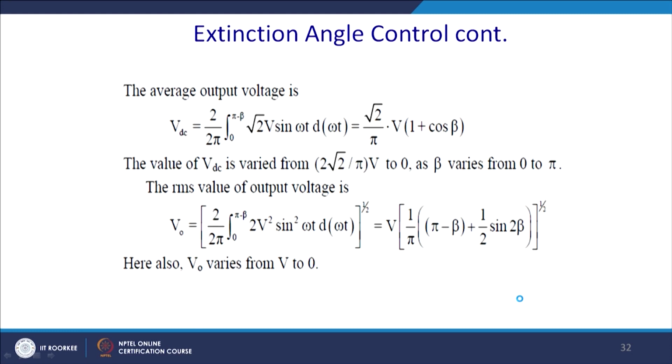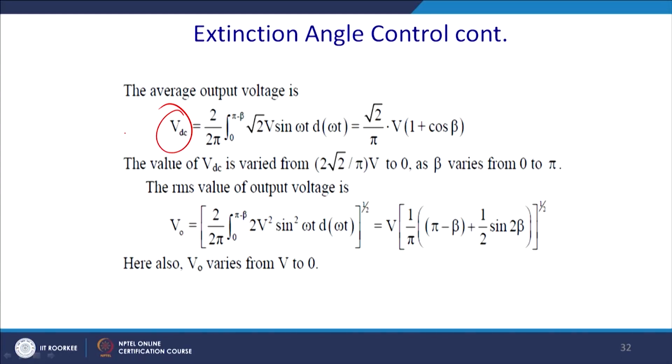Now, let us see what happened to its average value. We have started at an angle alpha, and now with extension angle control, we will chop at an angle beta. For this reason, the average voltage VDC will be 1 by pi, integral from 0 to pi minus beta of Vm sin omega t d omega t, which is root 2 by pi Vm times 1. If you do the integration, the effective value becomes V plus V cos beta.